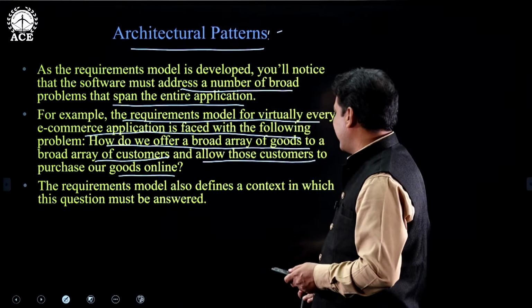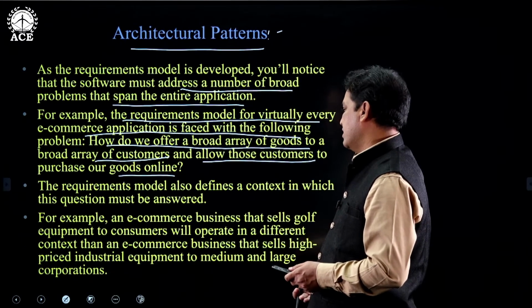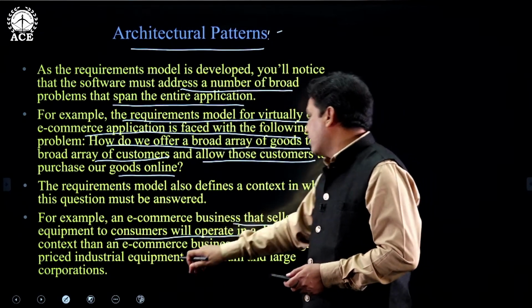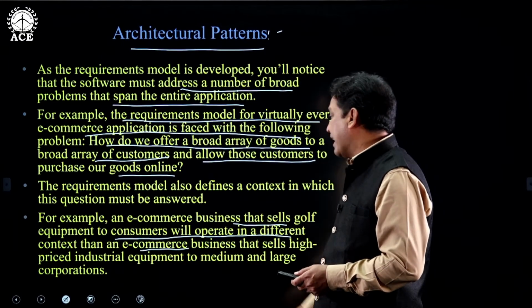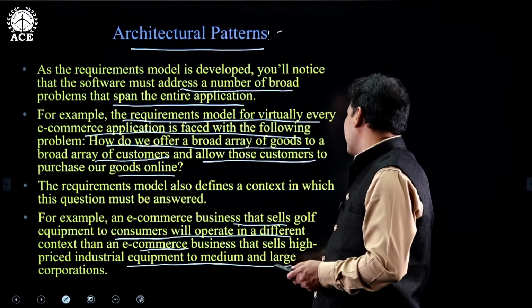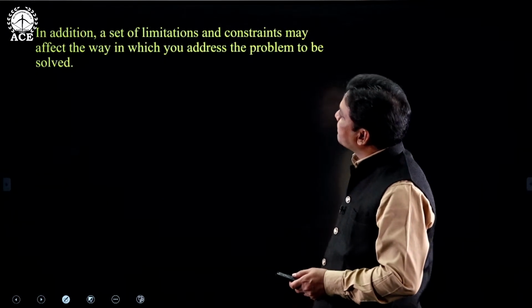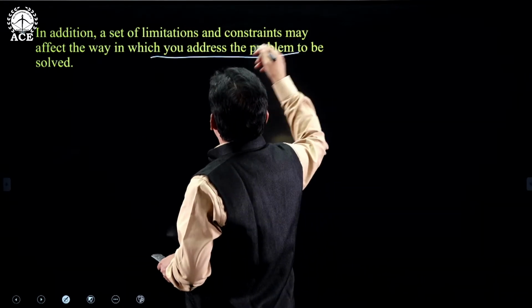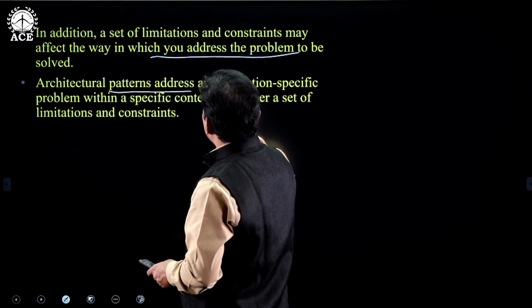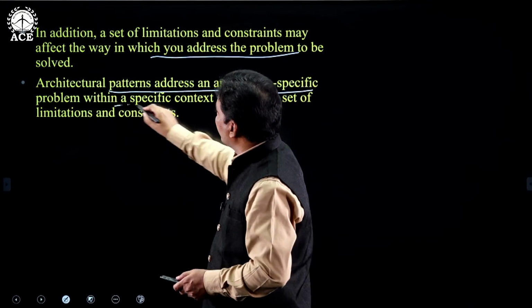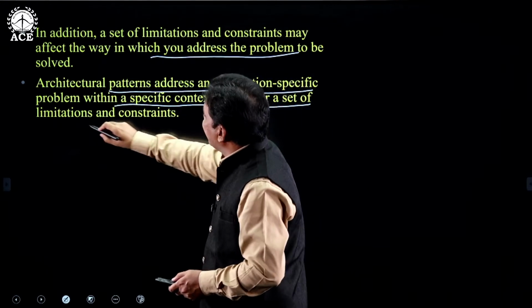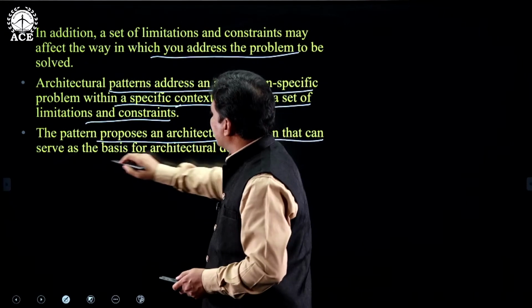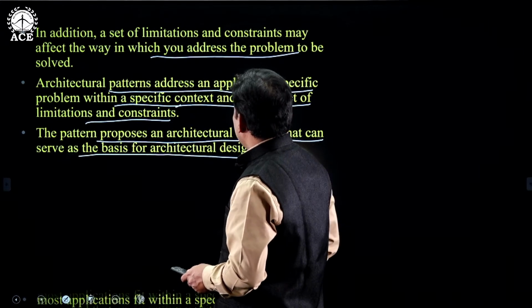The requirements model also defines a context in which these questions must be answered. For example, an e-commerce business that sells golf equipment to consumers will operate in a different context than an e-commerce business that sells high-priced industrial equipment to medium and large corporations. In addition, a set of limitations and constraints may affect the way in which you address the problems to be solved. An architectural pattern addresses an application-specific problem within a specific context and under a set of limitations and constraints, right? The pattern proposes an architectural solution that can serve as the basis for architectural design.